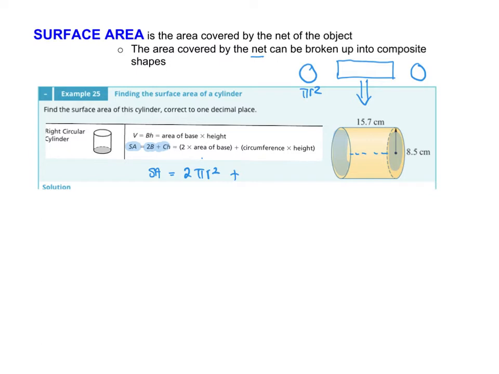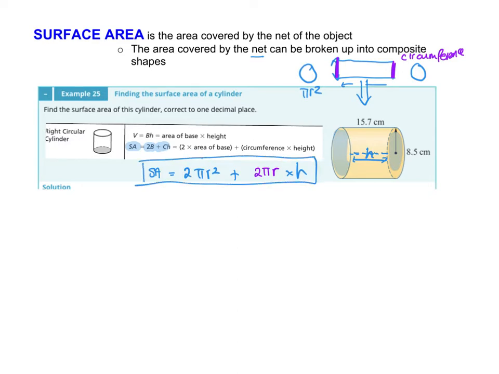Now they're saying the circumference, because if you cut it open you get the rectangle, and this bit is the circumference of the circle. The rule for circumference is 2 pi r, and then you just times by the height. This distance along there would be the height of the cylinder. Okay, so we could have this as our basic formula.